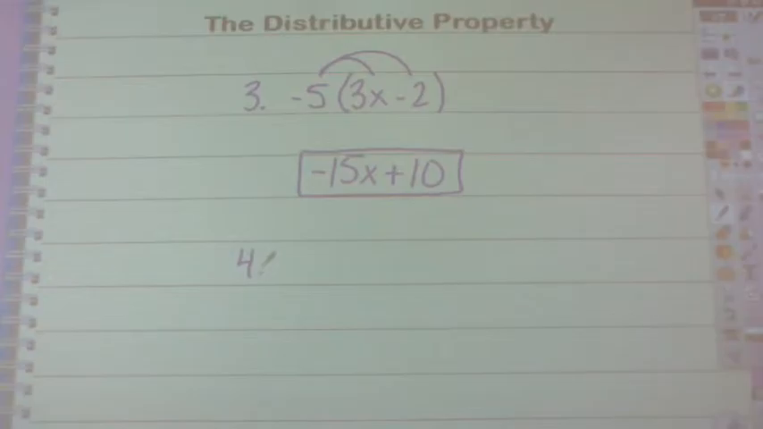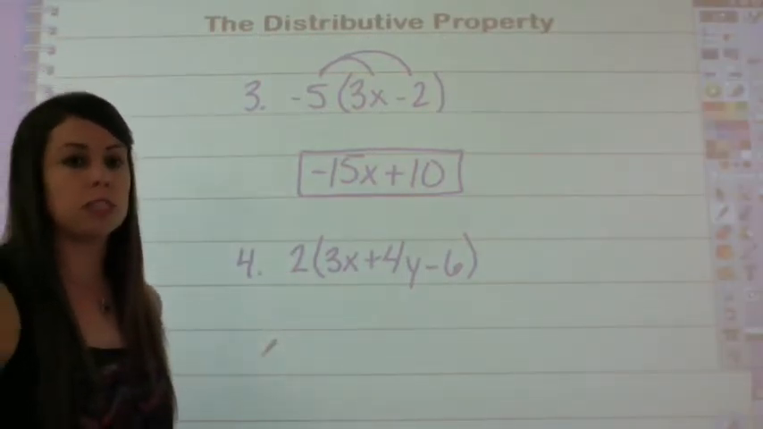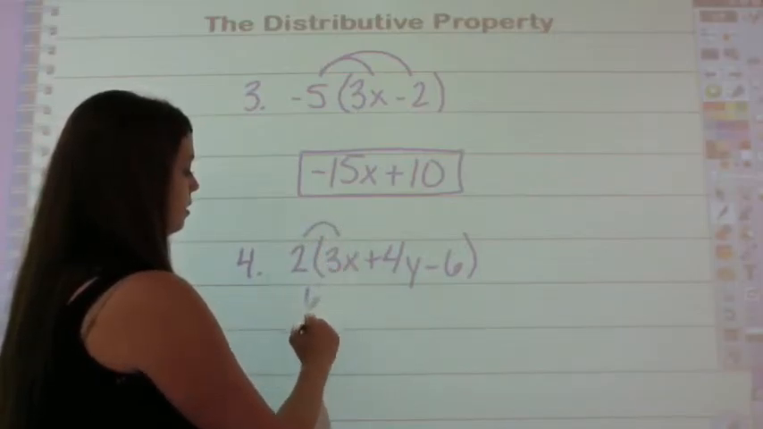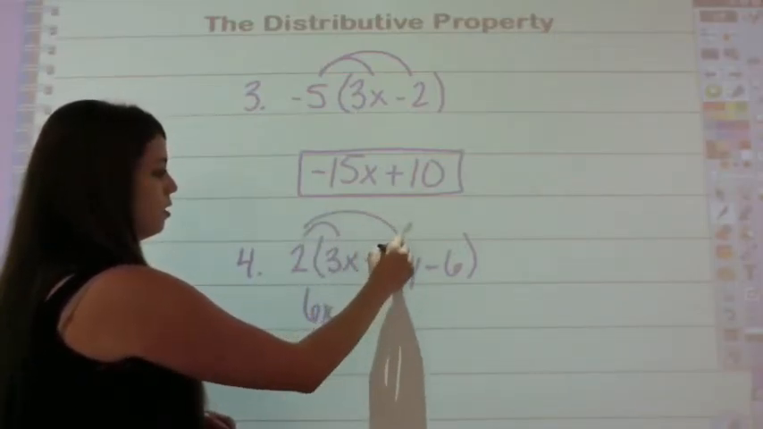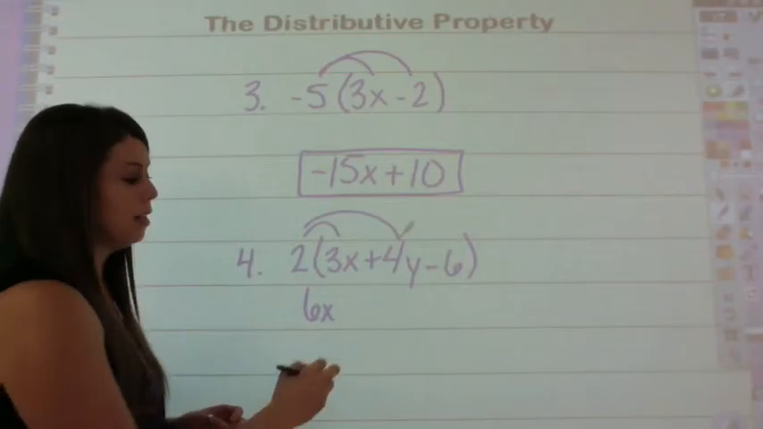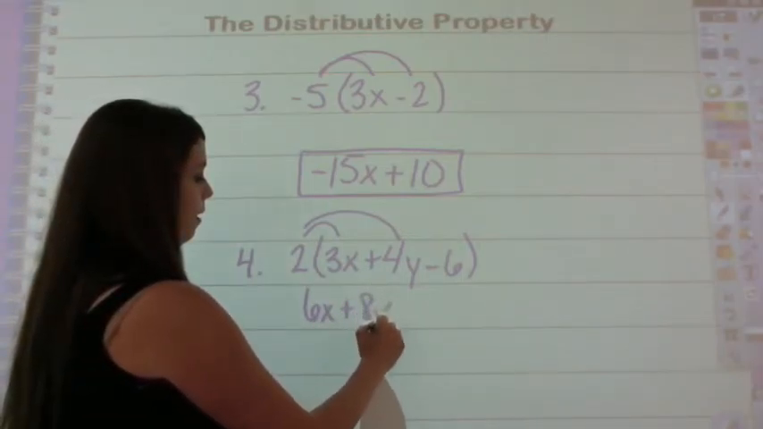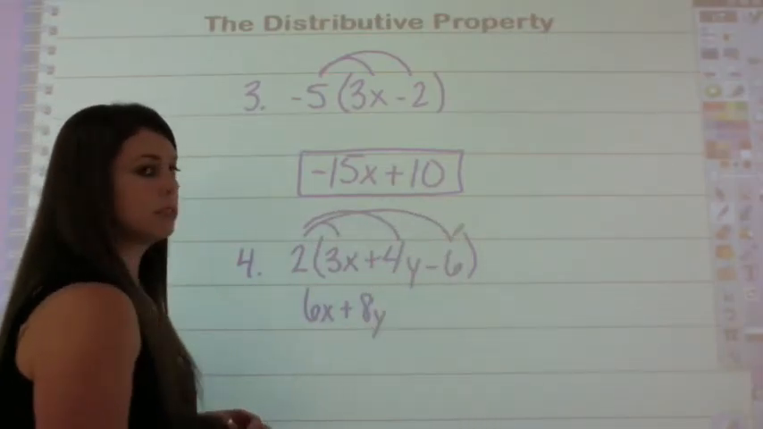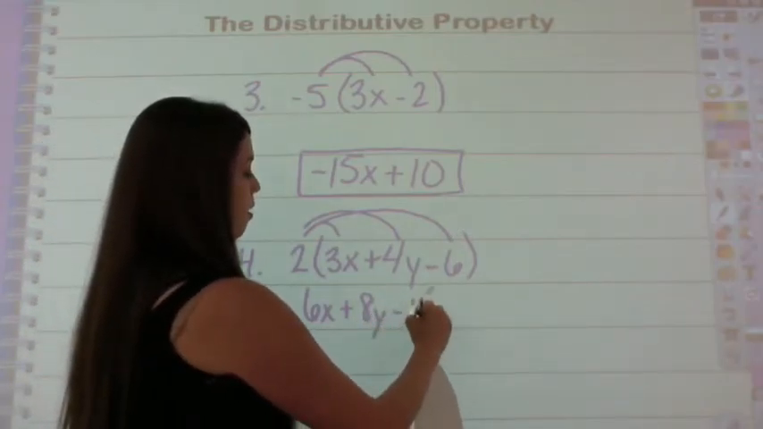So the last example. This one is 2 times 3x plus 4y minus 6. This time the 2 is going to go and greet 3 different terms here. So 2 times 3x is 6x. 2 times positive 4y is positive 8y. And 2 times negative 6 is negative 12.